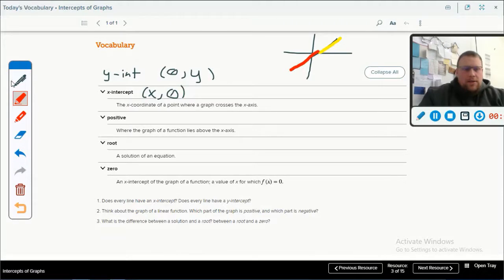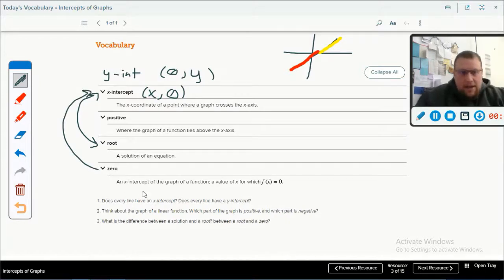A root is a solution of an equation. Want to know what else a root is? A root is an x-intercept. How about that? A zero is an x-intercept. This also is an x-intercept.